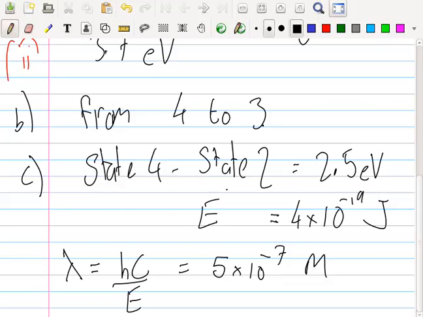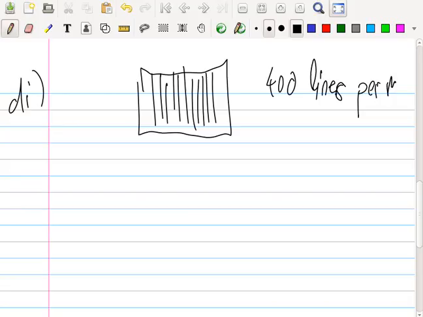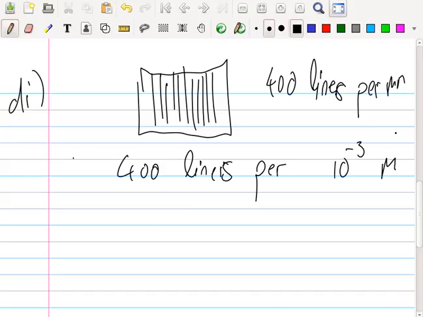Okay, so let me draw this here. So D part 1, here is your diffraction grate, and it's 400 lines per millimeter. And he wants to know how big each gap is. So if you want to write like this, it's 400 lines per 10 to the minus 3 meters.